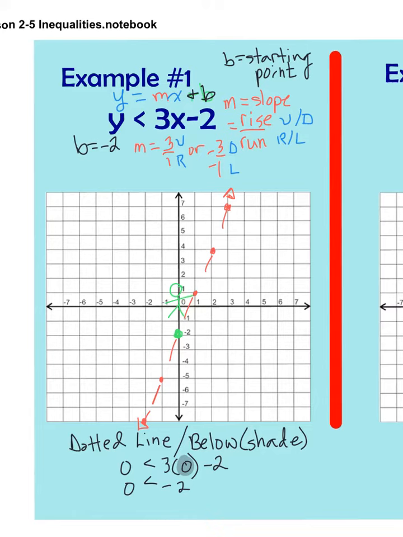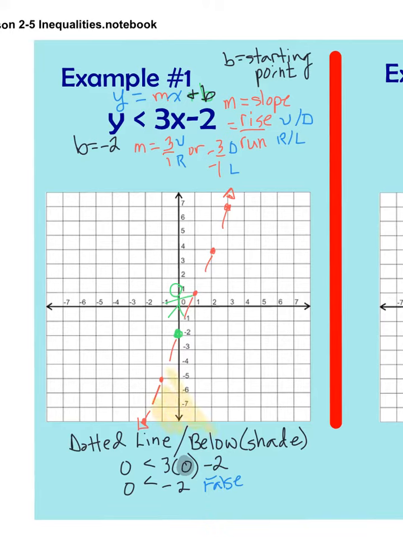0 less than, well, 3 times 0 is 0, minus 2 is minus 2. Then identify, is this a true or a false statement? Is 0 less than negative 2 true or false? Well, 0 is not less than negative 2, it's greater than, so this is false. So if it's false, then your shading should not be in the direction of the origin, it should be on the other side. So our shading would be down here. So you can either use your test point of 0, 0 into your original inequality, or think of above and below the line.